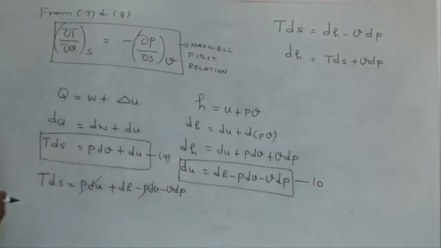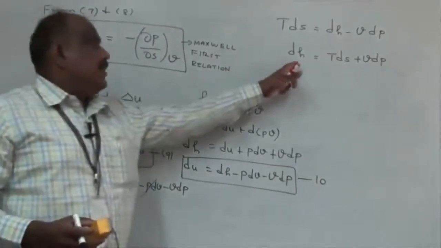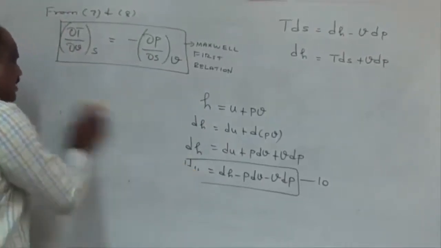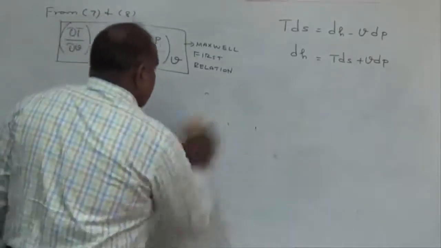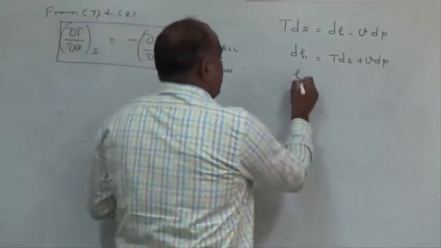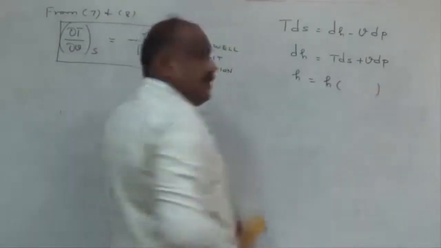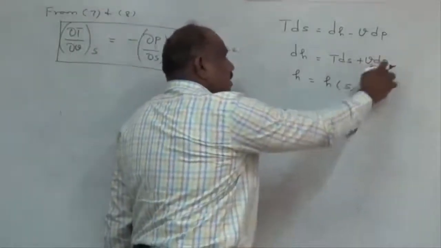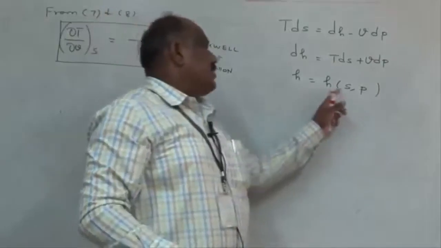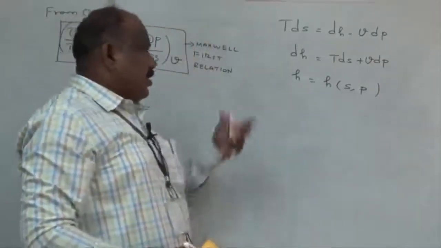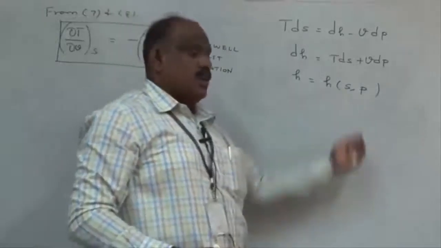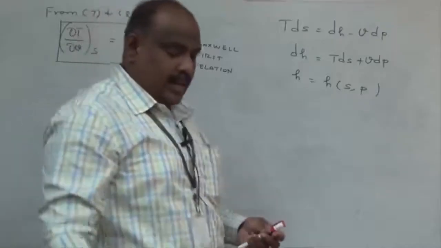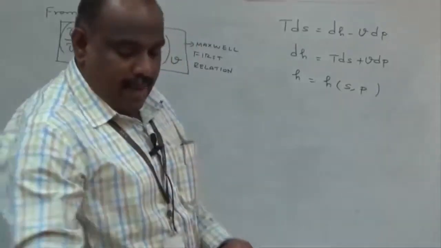In the last derivation we ended with dU. In this expression we are ending up with dH, that is enthalpy. In the Maxwell first relationship we ended up with dU. Here H is a function of S and P, because dS is there, dP is there. Now as usual, we have to keep one variable constant and differentiate with respect to the other and find the second derivative. Similarly, we have to proceed and try to establish the second Maxwell relationship.